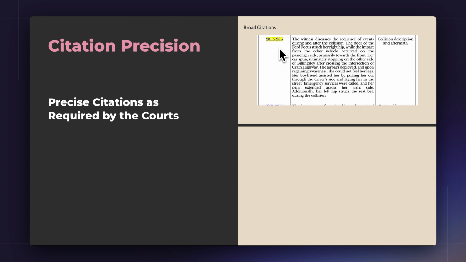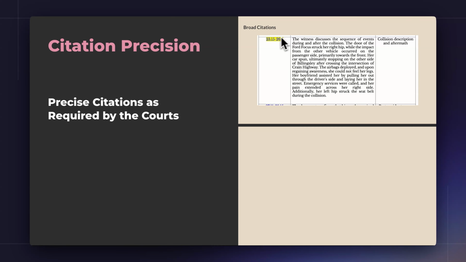This citation range spans from page 23 to page 26, about 3 pages of testimony. That's a little bit long when you think about using the citations in the motion for summary judgment example that I showed you earlier. And because we have such a long citation range, we have a pretty generic topic, collision description and aftermath, and a block of text that's very generic sounding as well, because we are summarizing such a large proportion of the testimony in one topic.